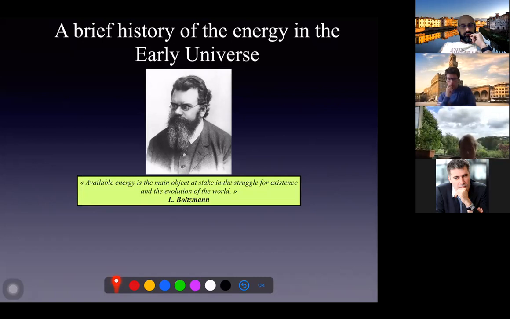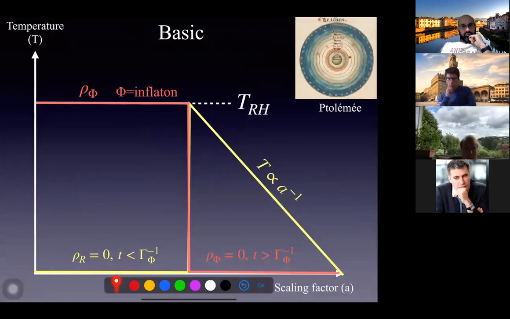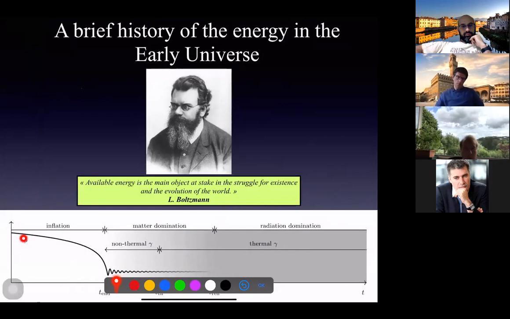So the little story of the universe begins, of course, with inflation and the slow roll phase of the inflaton, which slowly goes down, then reaches an oscillation phase, and then disappears to let the universe be dominated by the thermal bath.